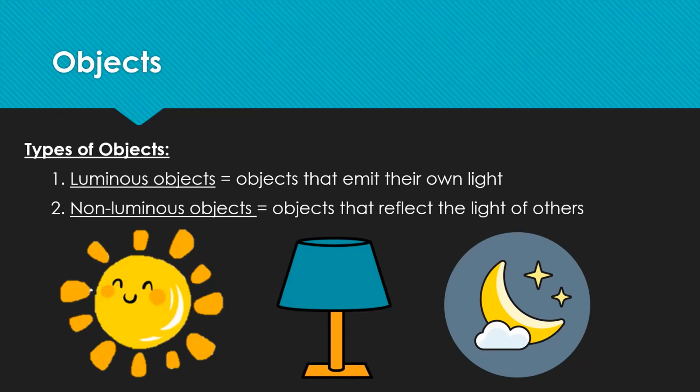Non-luminous objects include things like the moon. The moon doesn't glow in and of itself, but we see it because it reflects the light of the sun into our eyes.